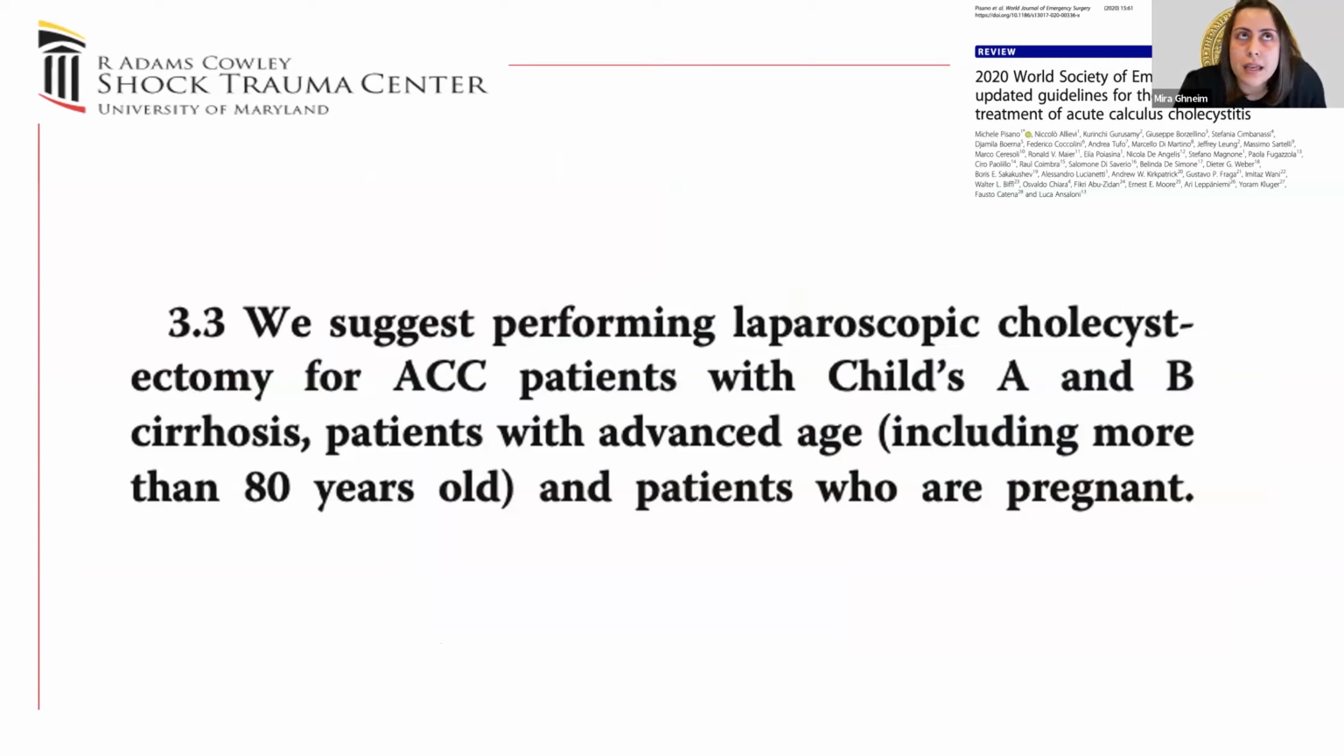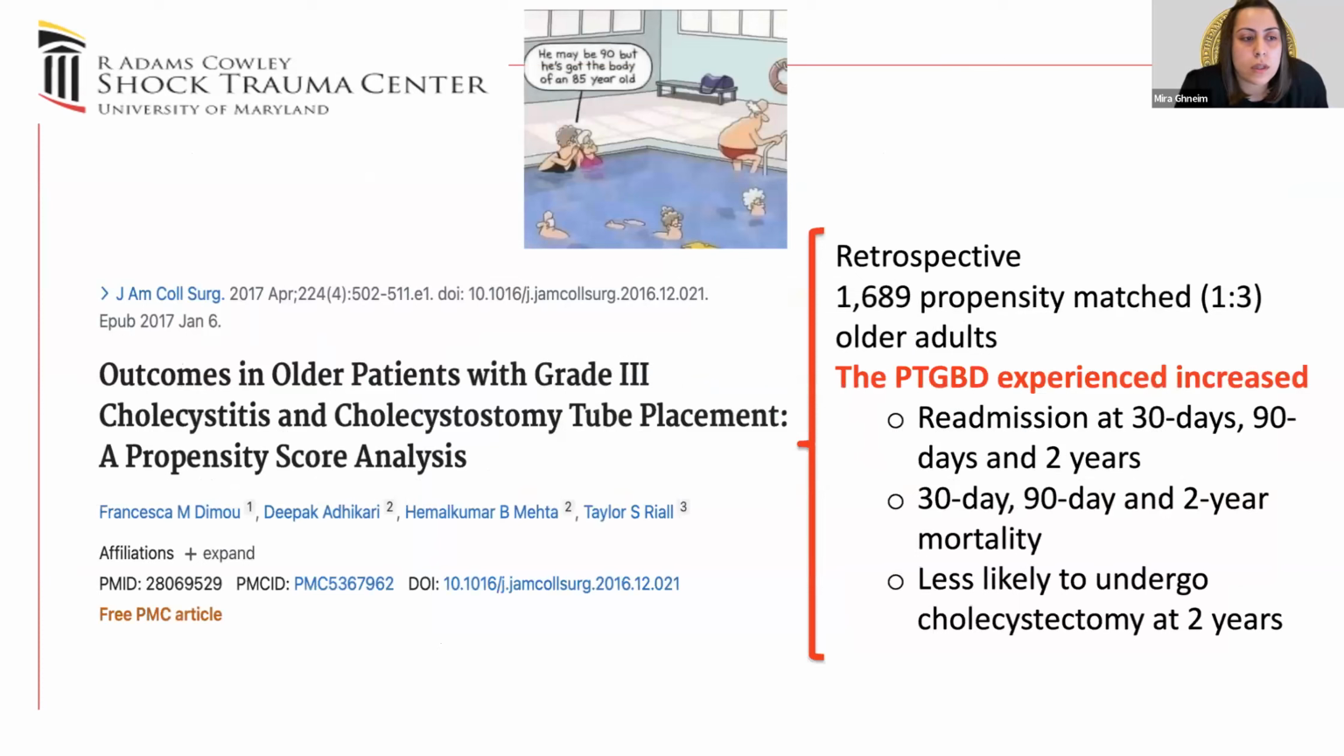The indication would be similar to the general population in terms of they were critically ill and can't actually tolerate anesthesia. For older adults, there's one study published in Jackson 2017 that looked at grade 3 cholecystitis and the placement of cholecystostomy tubes and outcomes in these patients. And when placing cholecystostomy tubes in this patient population, they had a higher risk of readmissions.